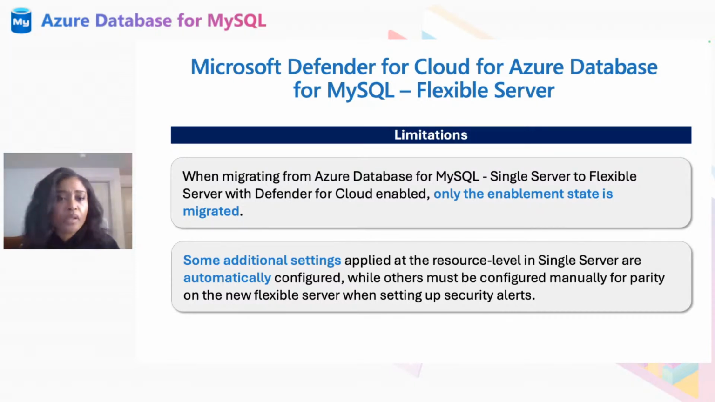Meaning it'll know if Defender is enabled or disabled on the single server and migrate that state to the flexible server. When it comes to the additional settings that are applied at the resource level in single server, there are some that are going to be automatically configured, like under the hood, while there are others that you'll need to manually configure in order to achieve that parity on the new flexible server when setting up the security alerts.